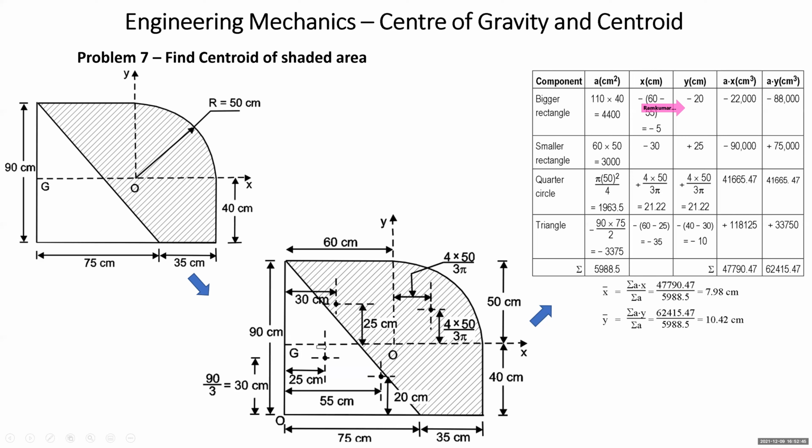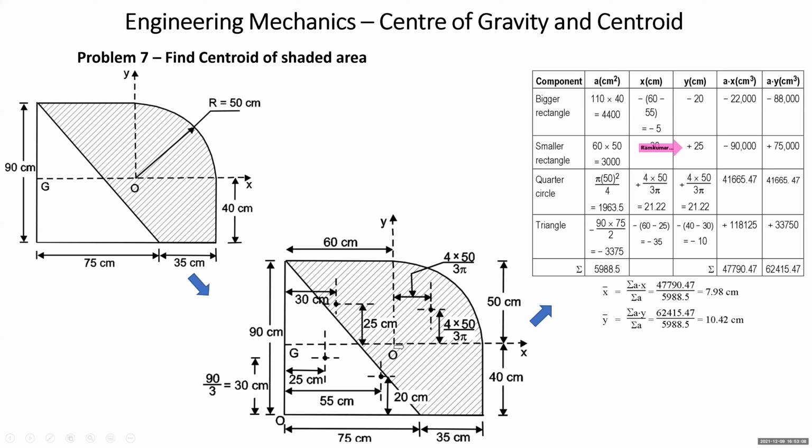Now we come to smaller rectangle. Smaller rectangle area is positive 60 into 50. Centroid is here. This point is left of y-axis by 30. So x-coordinate is minus 30. This point is above x-axis by 25. How did you get 25? 50 by 2. So this is plus 25.